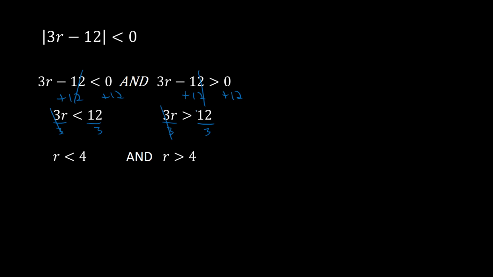Now notice what we have here. We do have an and statement, but there's actually a better way of writing this, because it says here that some number, r, is both less than 4 and is greater than 4. Now if you think about that for a second, there is no possible way that we can have a number that's bigger than 4 and smaller than 4 at the same time. So therefore, the answer to this problem would actually be no solution.